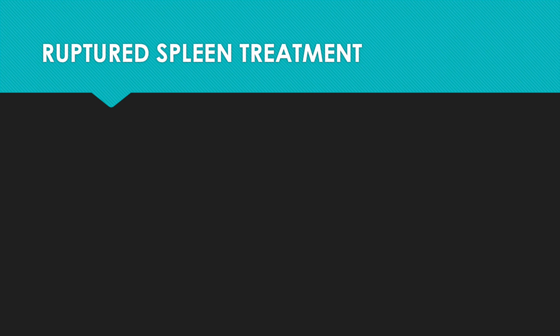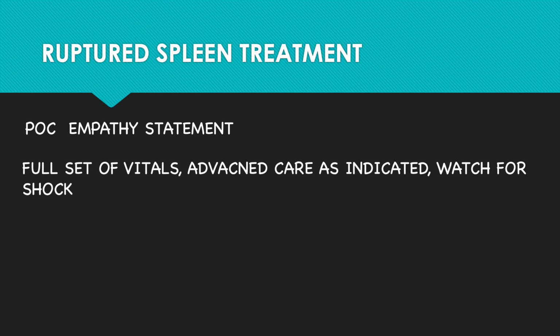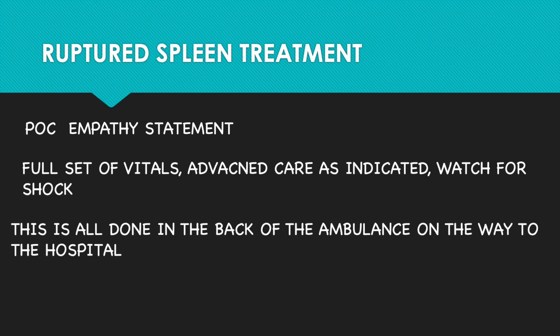The treatment for a ruptured spleen, you want to have them in the position of comfort. Get a full set of vitals. When you go through getting a full set of vitals with lung sounds and capnography and IV placement, depending on the scene that you pull up on, most likely these are all going to be evaluated in the back of the ambulance on the way to the hospital. You're not going to be hanging around on scene going through your secondary assessment.